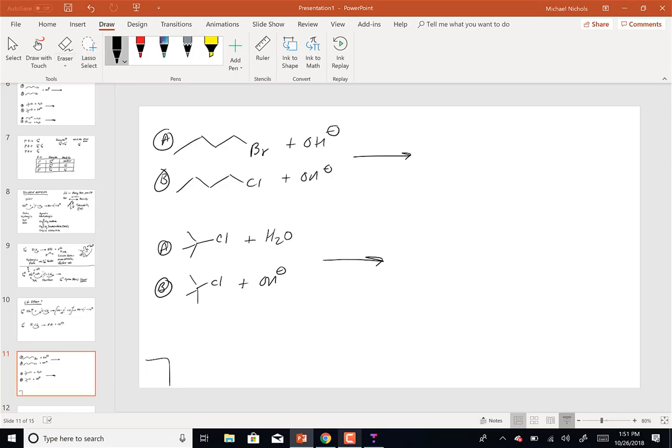So we take the second one. What kind of mechanism? SN1. The second one, tertiary halide plus water, OH minus. What am I changing? The nucleophile. Okay. Does the nucleophile affect the rate of an SN1 reaction? No. So what would be the answer? C.